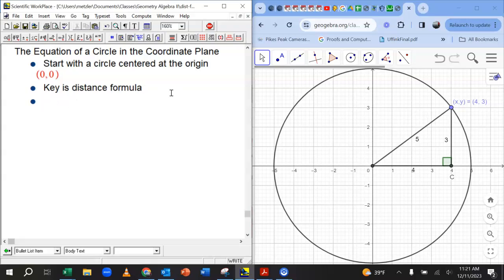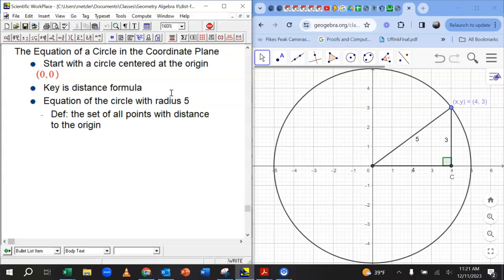Let's see. Specifically, we're going to look for the equation of the circle centered at the origin with radius 5, and then we'll generalize. The key is that the definition is the set of all points with distance to the origin equal to 5. Okay, well, first, how do we say all points? We're going to describe that with variables. We're going to say the point has coordinates x, y. I've got an example. If x was 4 and y was 3, not coincidentally, that looks pretty familiar, then the distance would be 5.